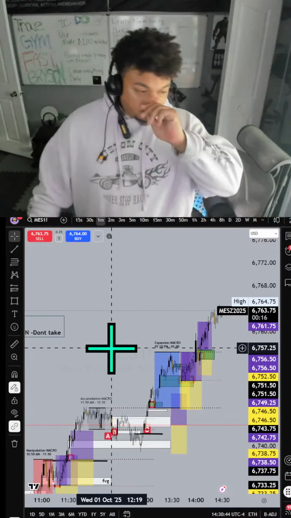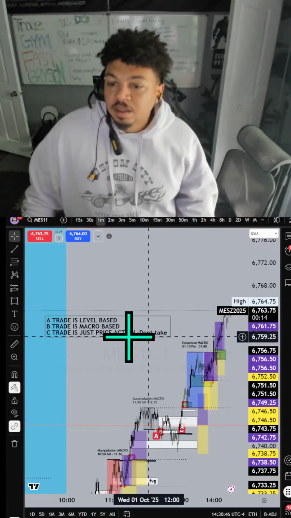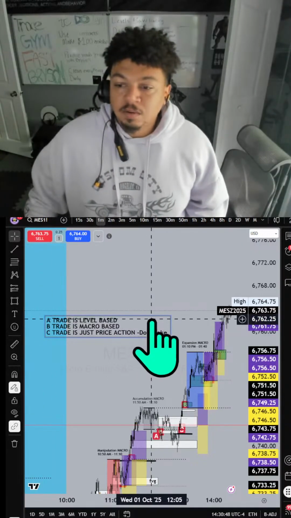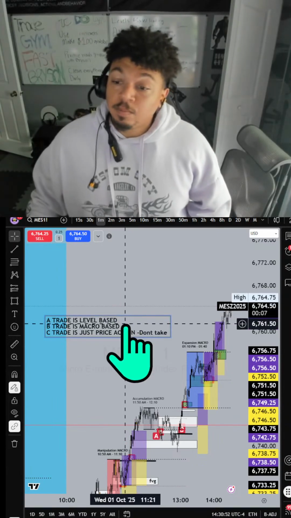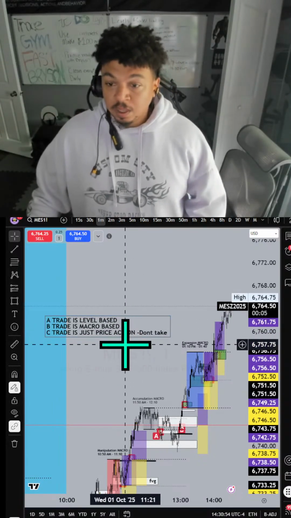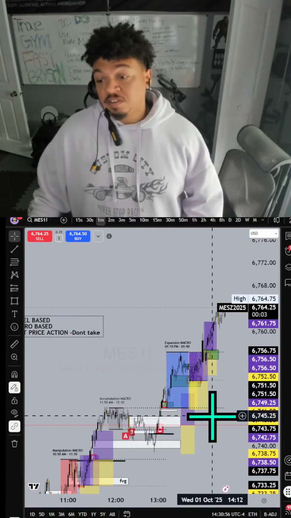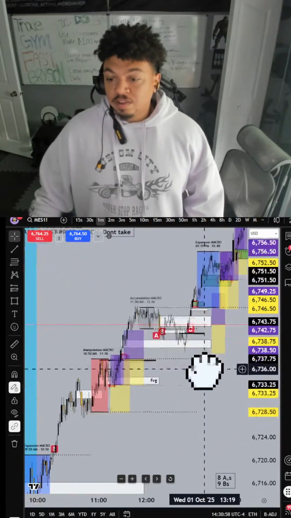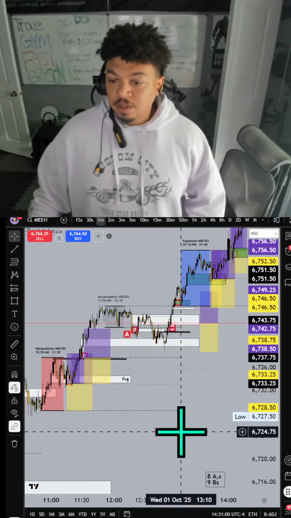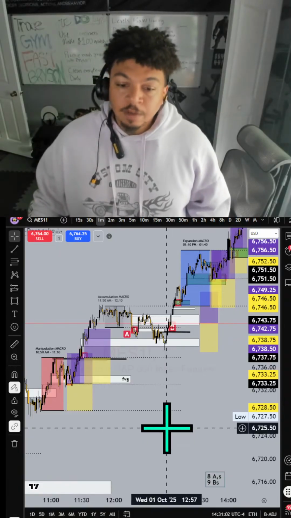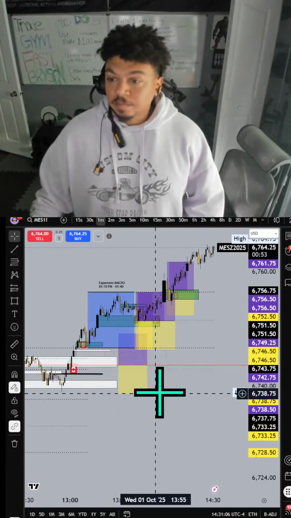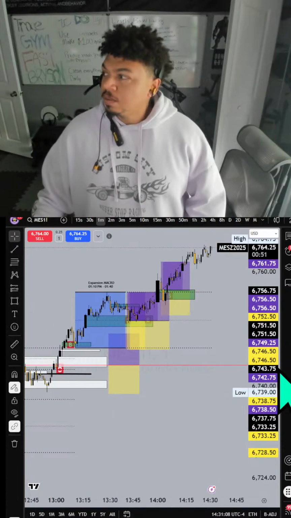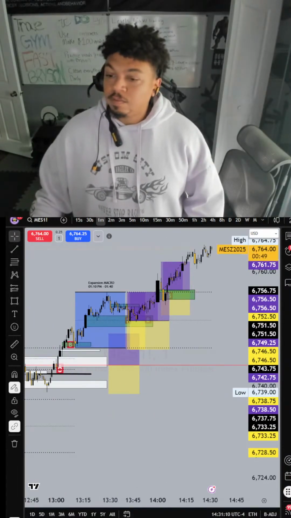So just got to understand: A trade is level based, B is macro based, C trade is just price action. Now we want to take price action with A and with B. It should be with both of those, but C is just price action. So if you're just taking price action, I would say don't take the trade. If you don't have a higher time frame PA level such as session high, low, previous day high, low, 8:30 open, midnight open, don't take the trade. But we're sitting on the stream, having patience, trying to find out if we can get a setup.